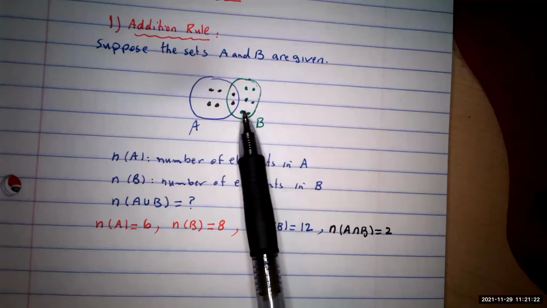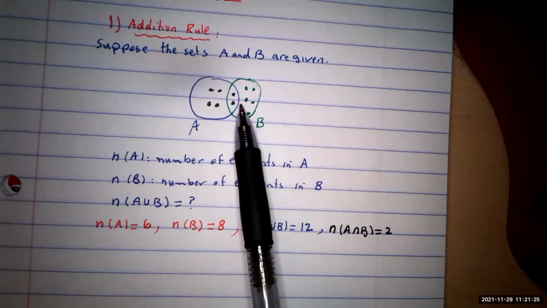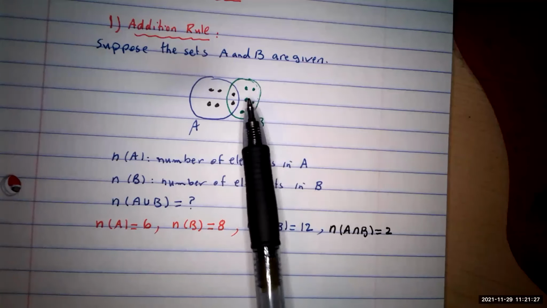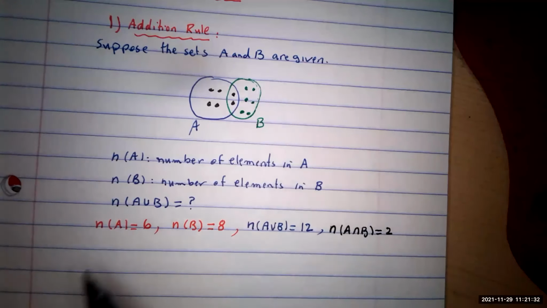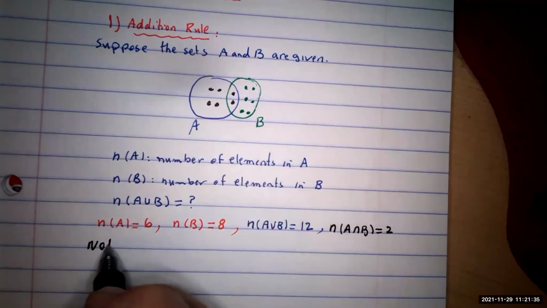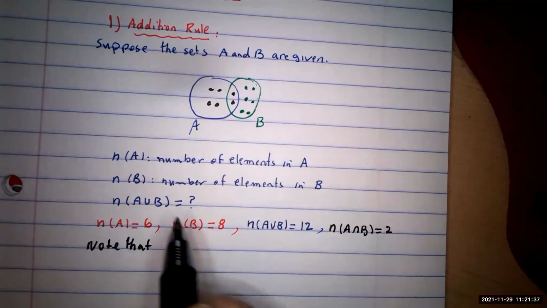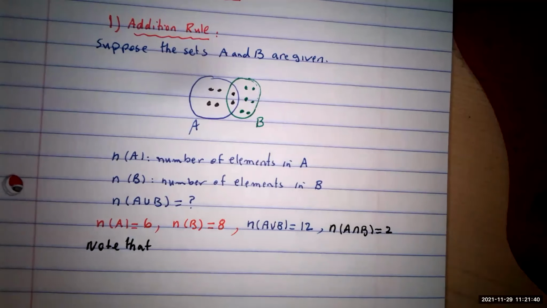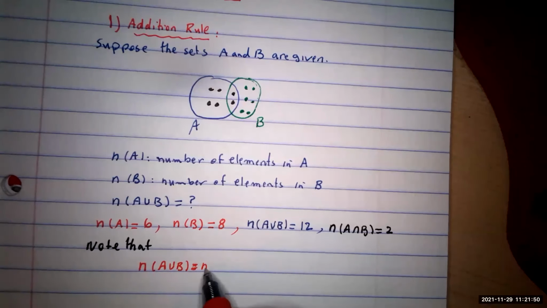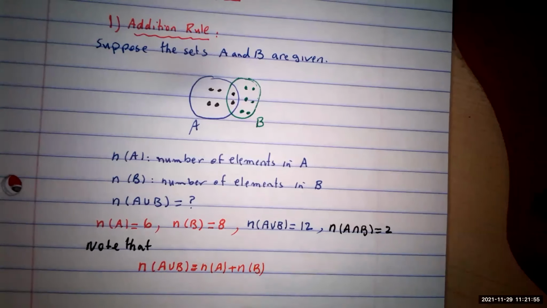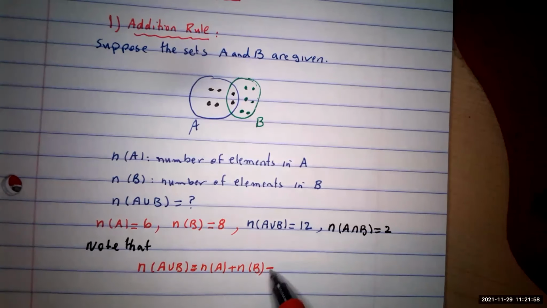In the counting, you must make sure that you count each member once. That's why we have to exclude this second counting. So the conclusion is that if you want to find the total members in A union B, you count the members in A, then add the members in B. But you have to exclude that repetition.